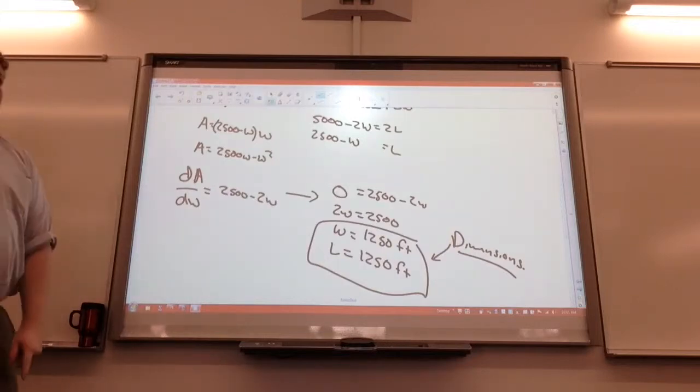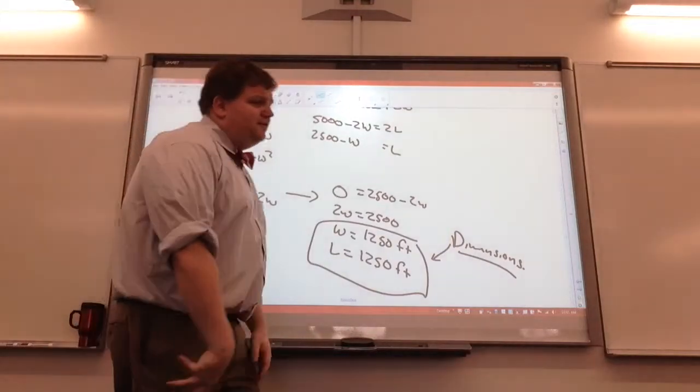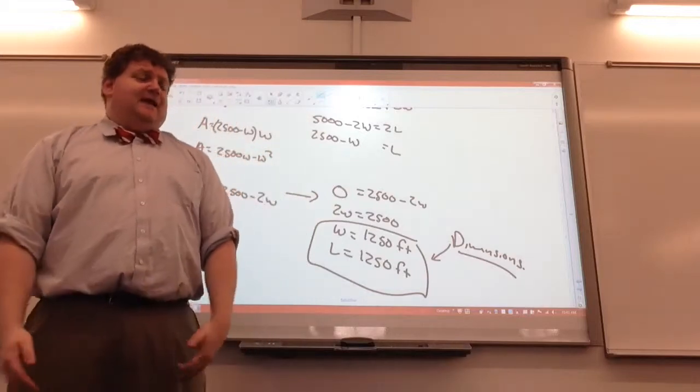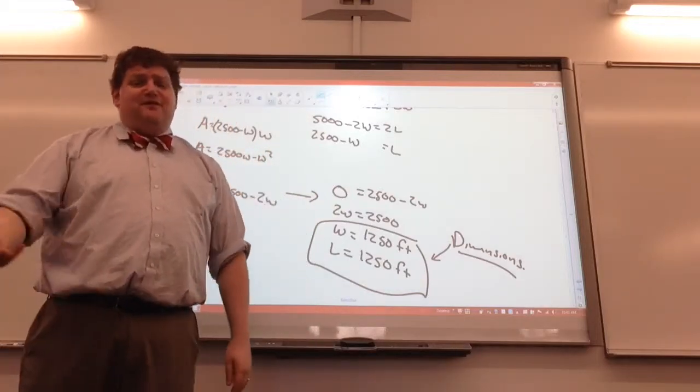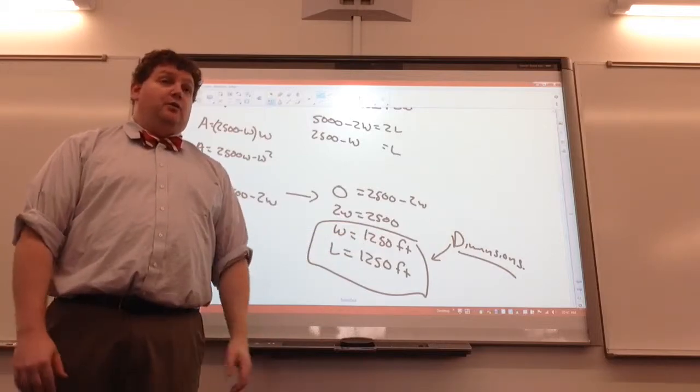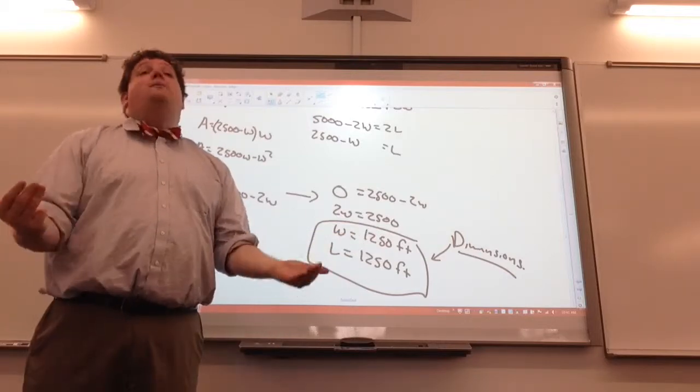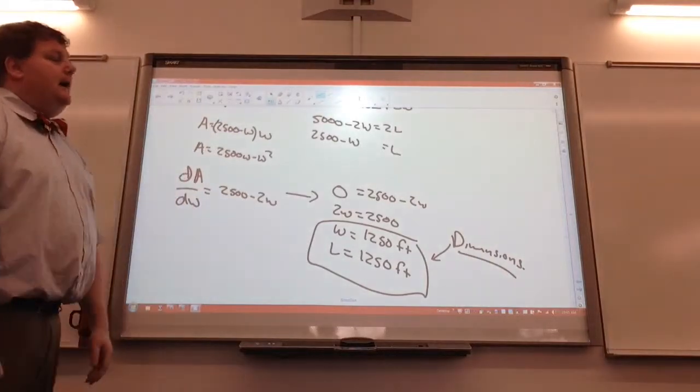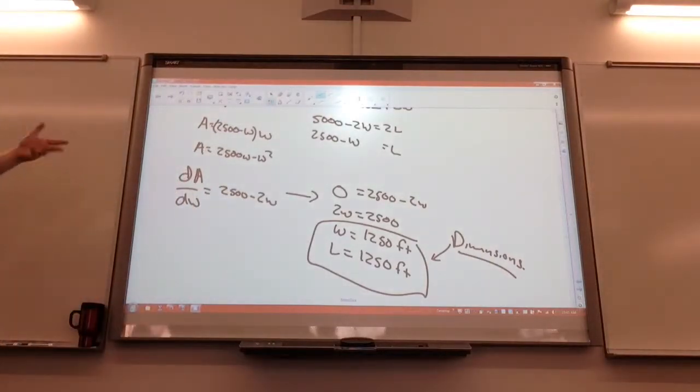Or you'll get variations where the farmer wants to create two pens, one that's a square shape and one that's a circle in shape. Then you have two different equations that you're trying to work with. But they can all be done. Basically, those would be tougher versions of this very problem right here.